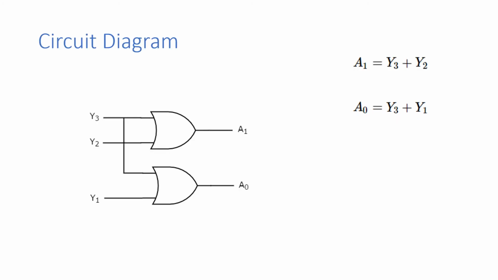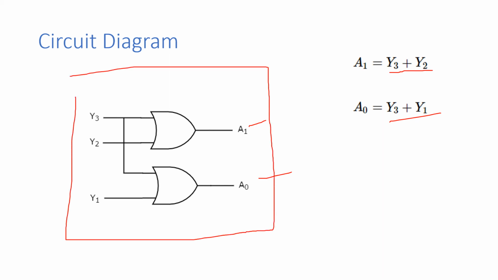Now let's construct the circuit diagram. It's very simple. We have 1 and 2 output lines, and we require one OR gate here and another OR gate here, so 2 OR gates. This is how simple the circuit diagram is. In this way we can encode our information.